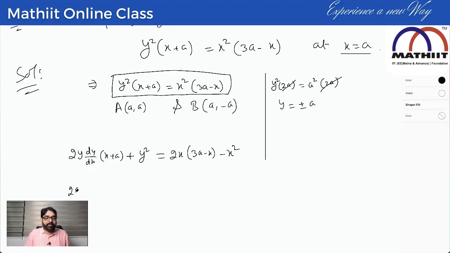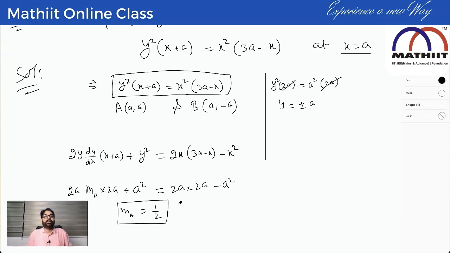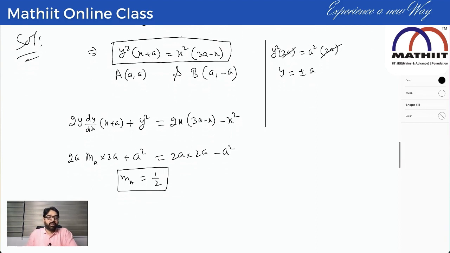So 2a into dy by dx at (a, a), I can write m_a, means this is slope at a, into 2a plus a square is equal to 2a into 2a minus a square. So this will become 4a square minus a square, 3a square. This a square will go this side, 2a square, and this 4a square will get divided. So 2a square by 4a square means 1 by 2. Slope at a is 1 by 2. Did you understand? Now, tangent equation at a: y minus a equal to 1 by 2 into x minus a.